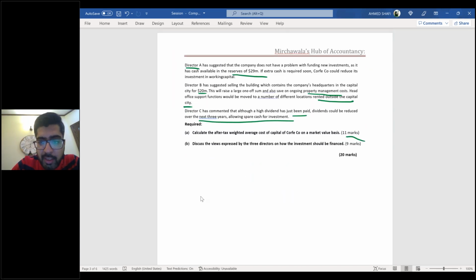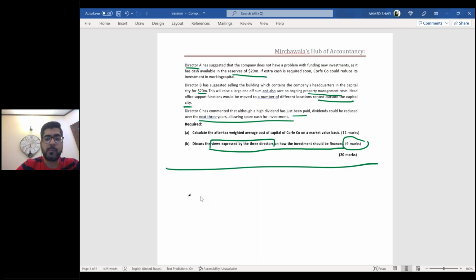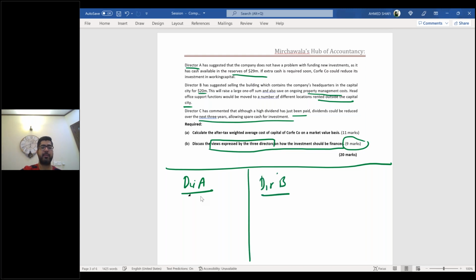Requirement B is worth 9 marks, which seems a lot. Discuss the views expressed by the 3 directors on how investment should be financed. Basically, you have to discuss the views expressed by the 3 directors. There are 3 directors: Director A, Director B. Both have given their views.